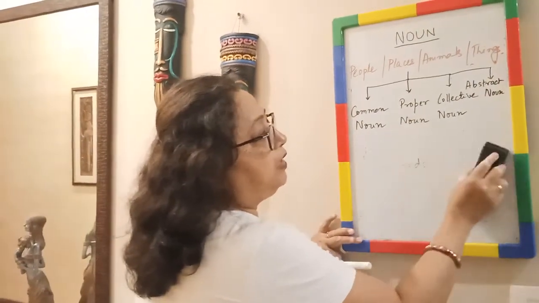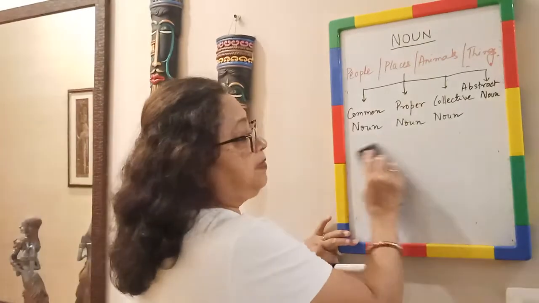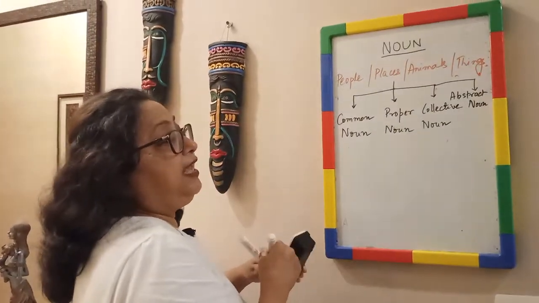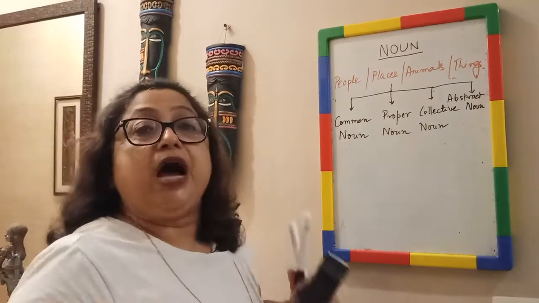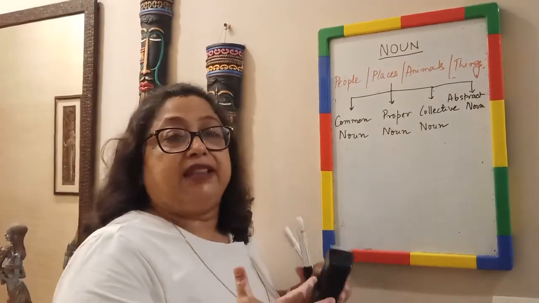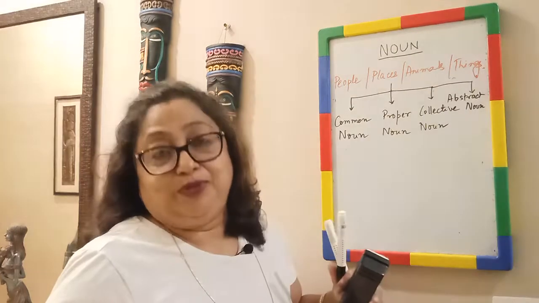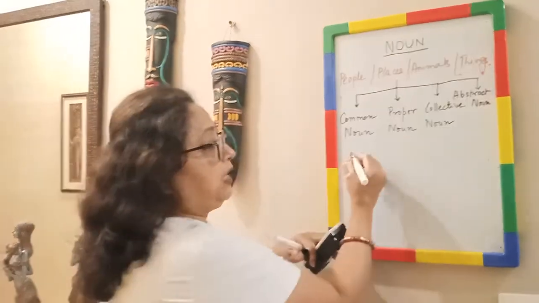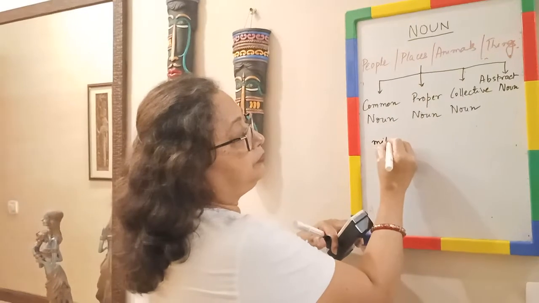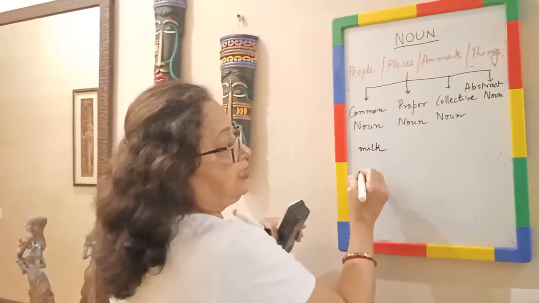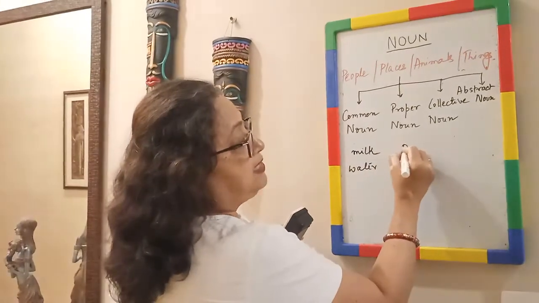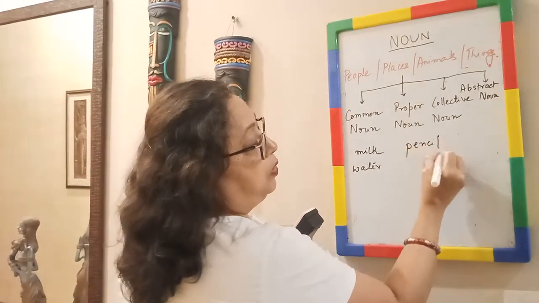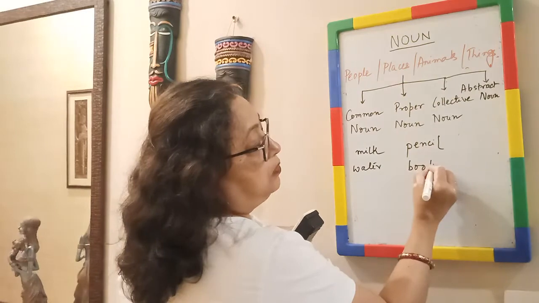Now I have forgotten to mention this one. I will again come back. See, in case of concrete nouns, there are some nouns which we can count, and there are some nouns which we cannot count. For example, suppose milk. Milk is a noun. Suppose water. Water is a noun. Pencil, it is also a noun. Books, it is also a noun.